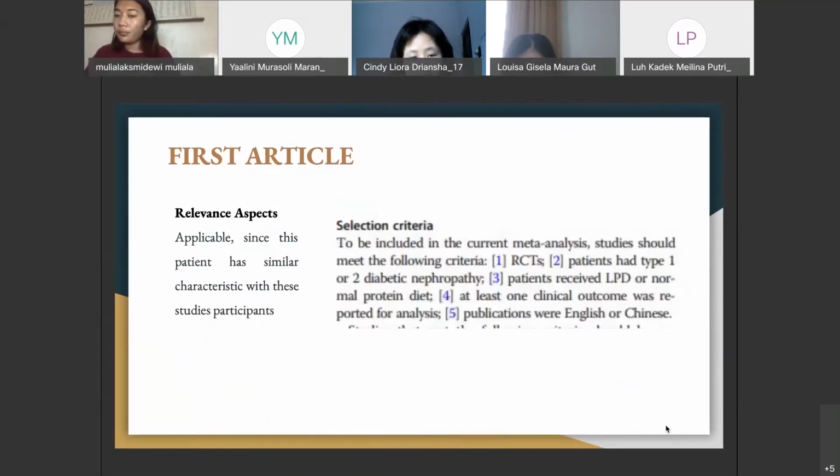Next. The study is applicable for the patient in this scenario since the age range is from 33 to 72 years old and they had diabetic nephropathy complication. However, because the participants of this study come from foreign countries, this result should be adjusted for Indonesian people, since Indonesian people have different demographic characteristics from this study's respondents.